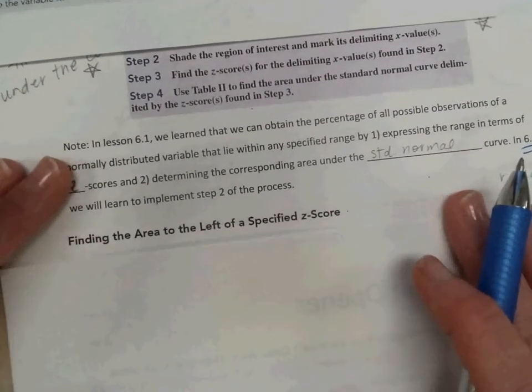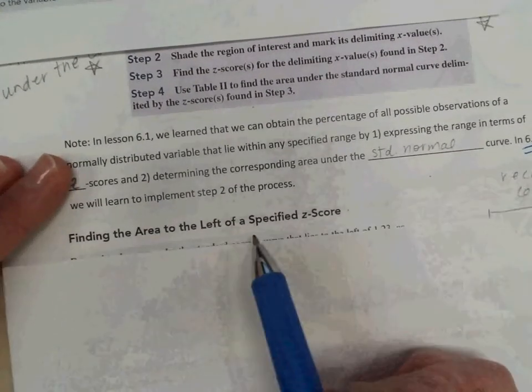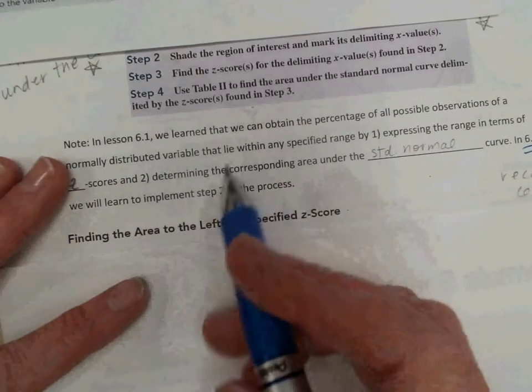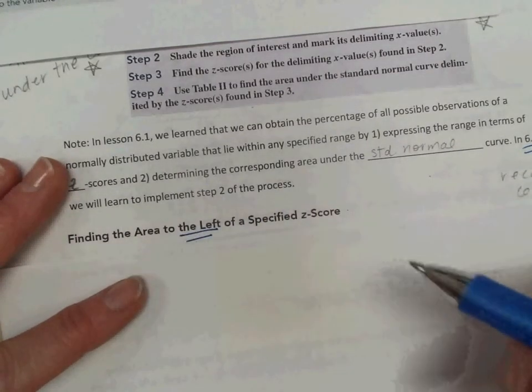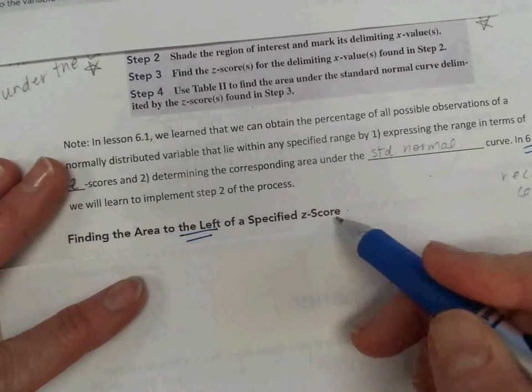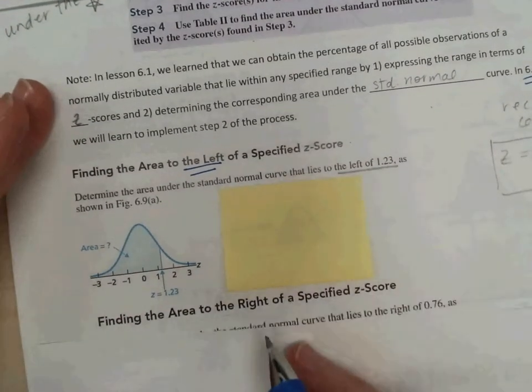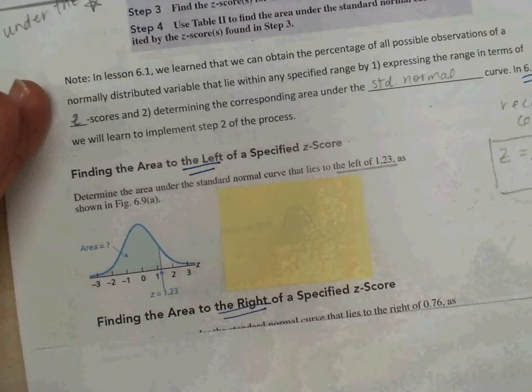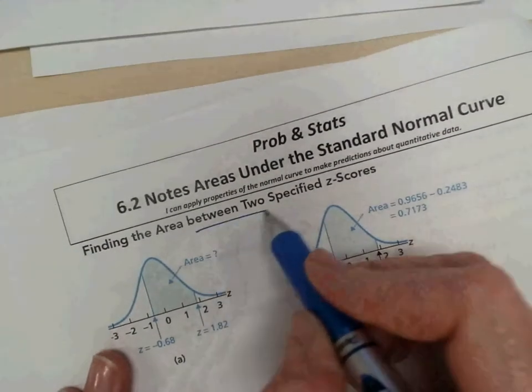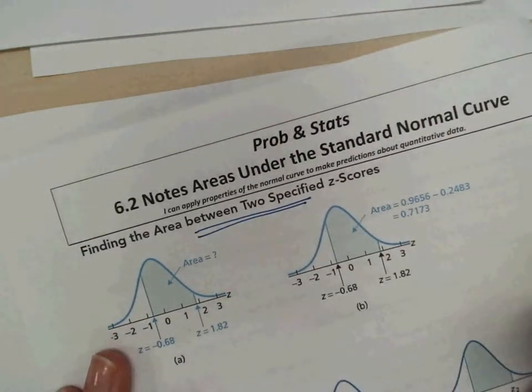The first and most basic way to find area under the curve is to the left of the specified z-score. We will also talk about finding areas to the right of the specified z-score, as well as areas that are between two specified z-scores. So here goes.